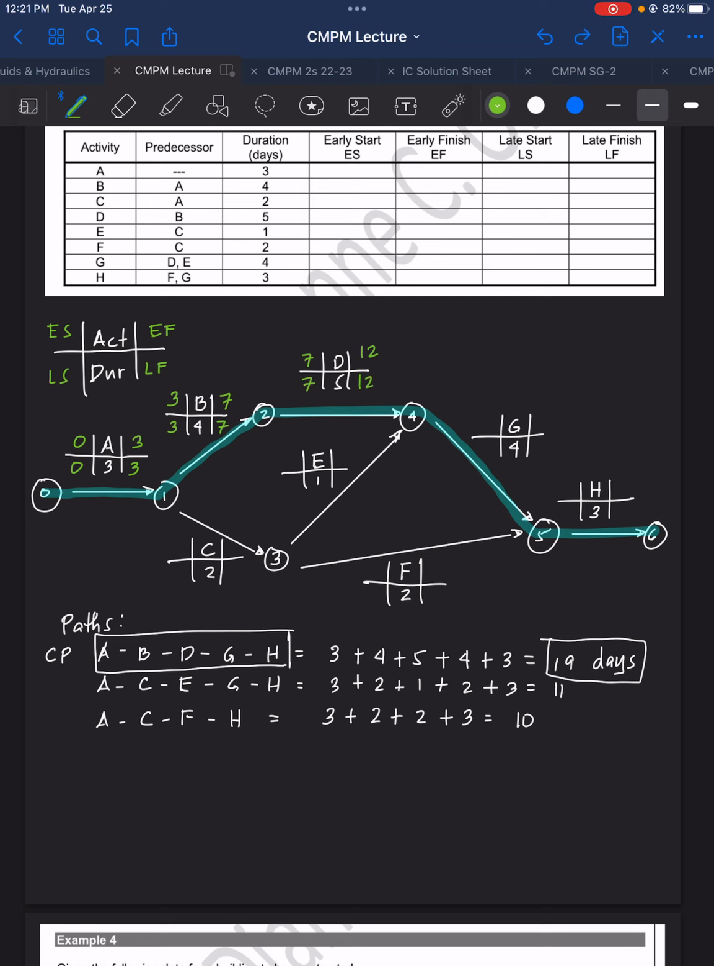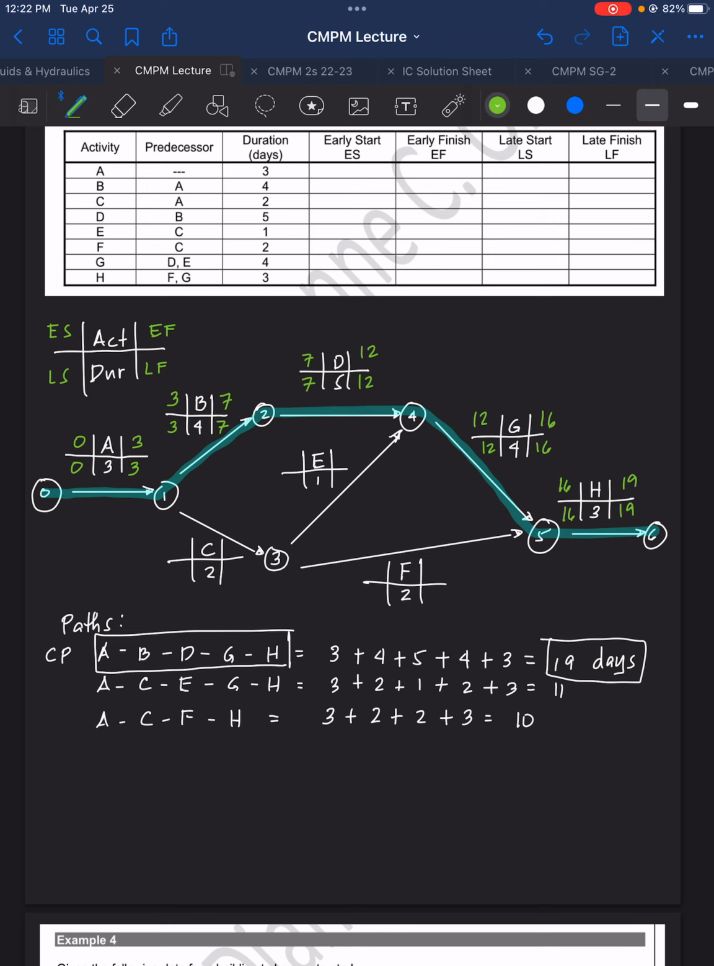For G, copy this one here. So this is now the shortcut. 12 plus 4, this is now 16, 16. For activity H, along the critical path, copy this one here. So 16, 16, 16 plus 3, and this is 19, 19. So we're done along the critical path.